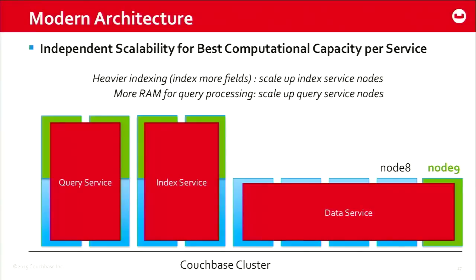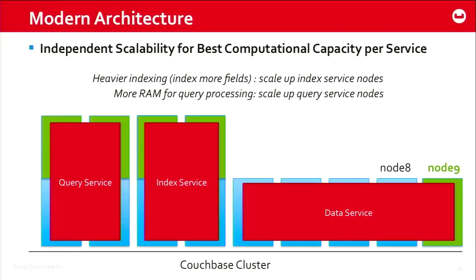Now you want to add more horsepower for your indexes, because you don't just have 3 indexes anymore, now you have 10. So you want to add more CPUs to your index service, backed with SSDs, for example, or Fusion IO, which are much more expensive. You don't want to use Fusion IO for all your nodes. You just want to do it for your index service. So you can scale up your index service.